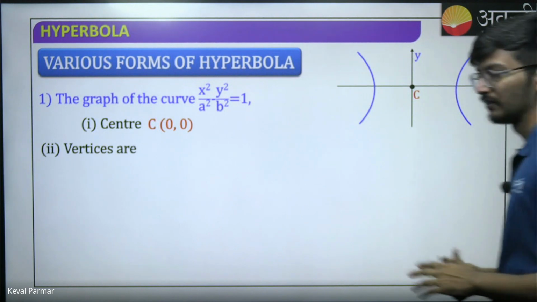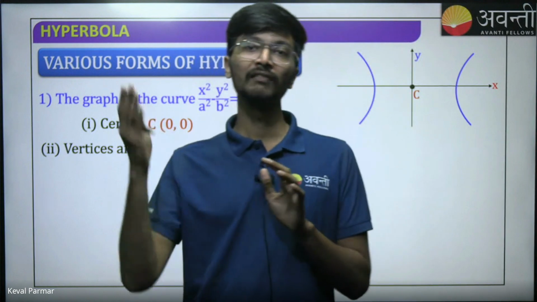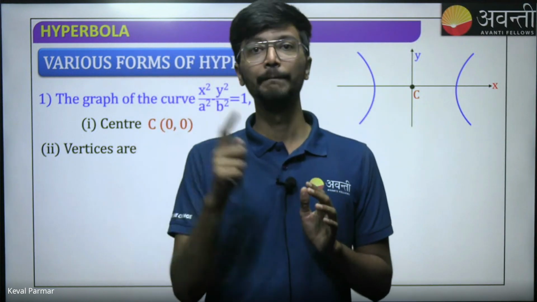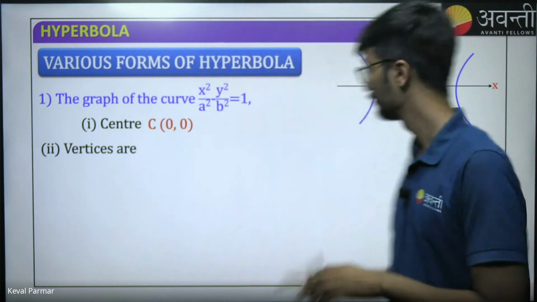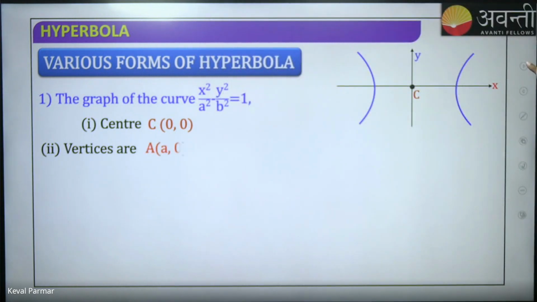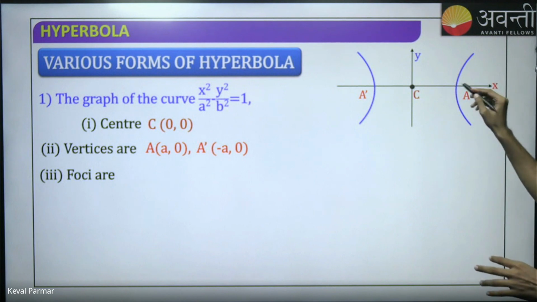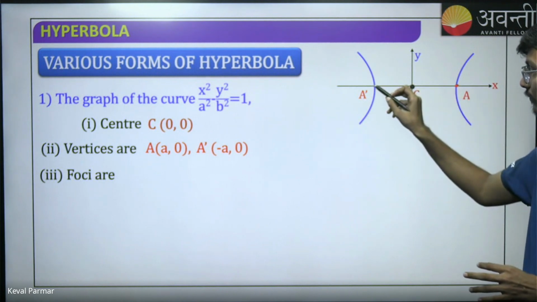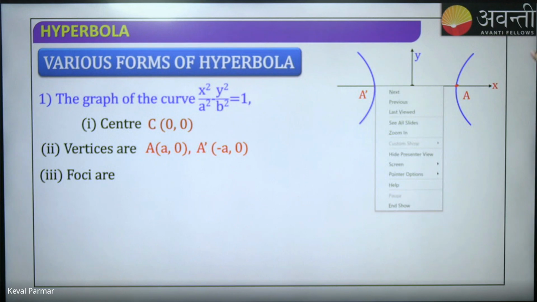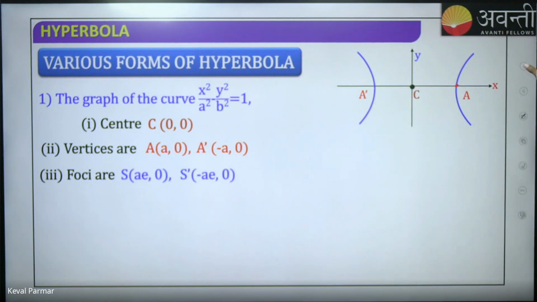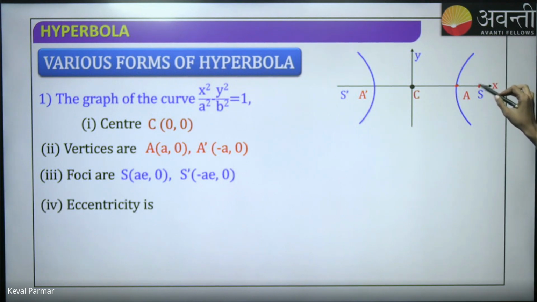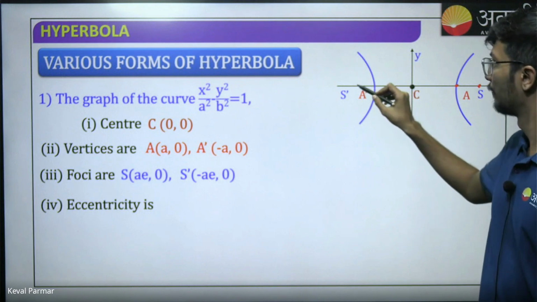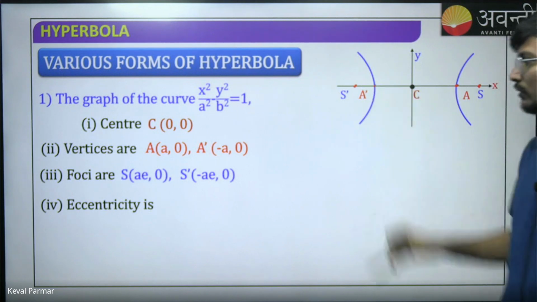Next is vertices. What are vertices, guys? Vertices are the points where the curve intersects with the principal axis. That means vertices will be these 2 points. You'll see here a comma 0 and minus a comma 0, a and a dash. These points. Correct. Foci. Foci we know same, but where will the foci lie? Here. The foci will lie here. ae comma 0 and minus ae comma 0.